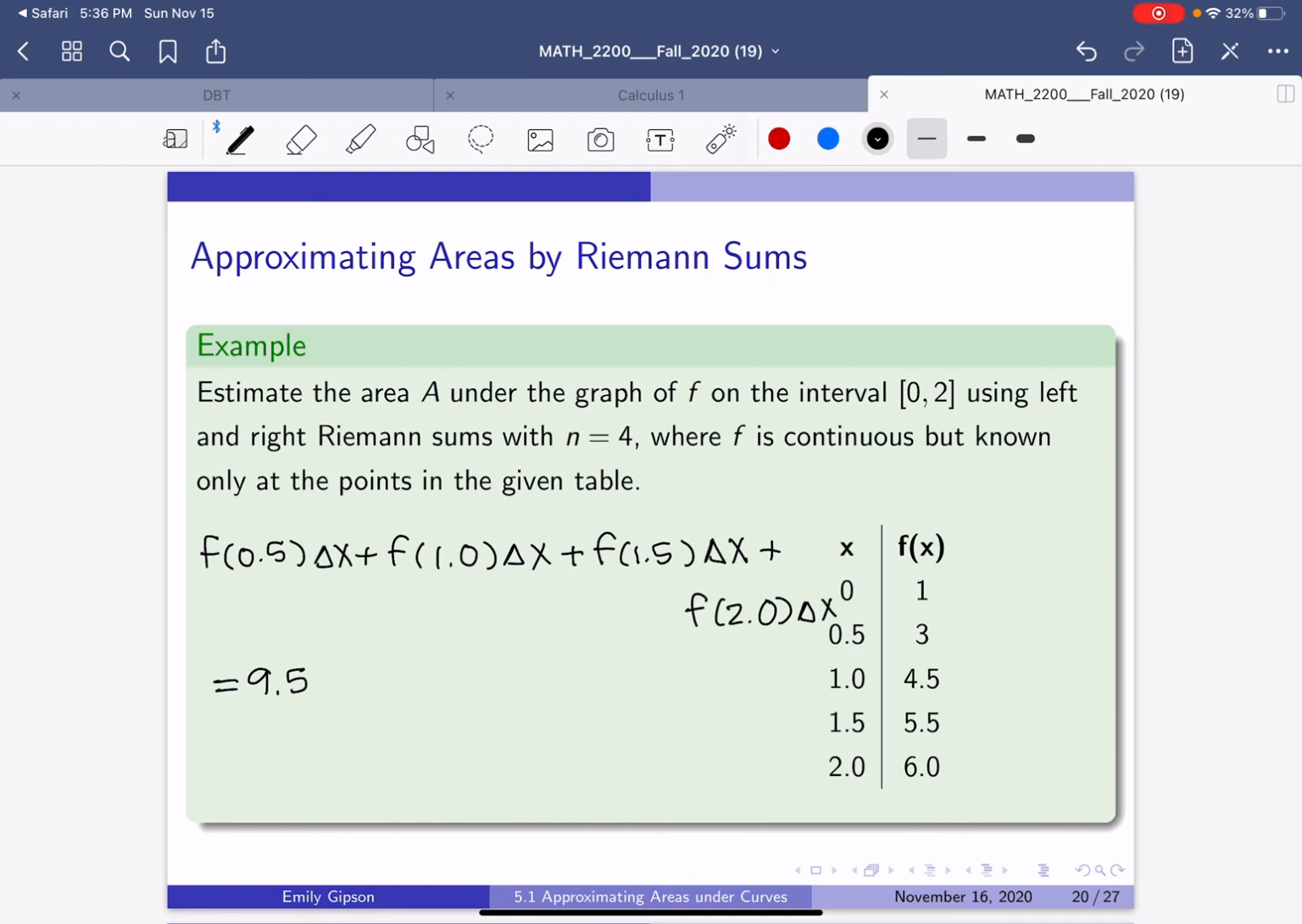So with only 5 function values, these estimates of the area are necessarily crude, and better estimates are obtained by using more subintervals, which corresponds to more function values. So if we knew what was going on at, say, x equals 0.25, x equals 0.75, on and on and on, we'd be able to get a better approximation of what's going on under the curve.